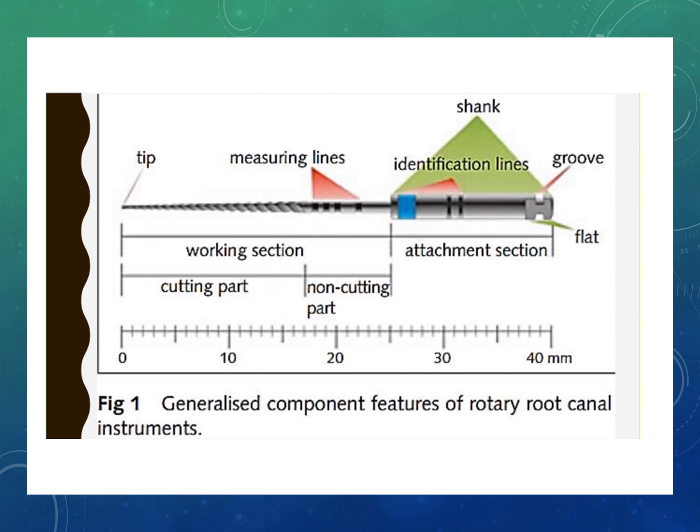Okay, for example, if you use Gates-Glidden drills, you have the identification lines 1 to 6. So 1 is the smallest and 6 is the largest. So that will help you to identify the size of the instrument. And next you have a groove on the flat, which will help you to lock inside your rotary handpiece. All right.